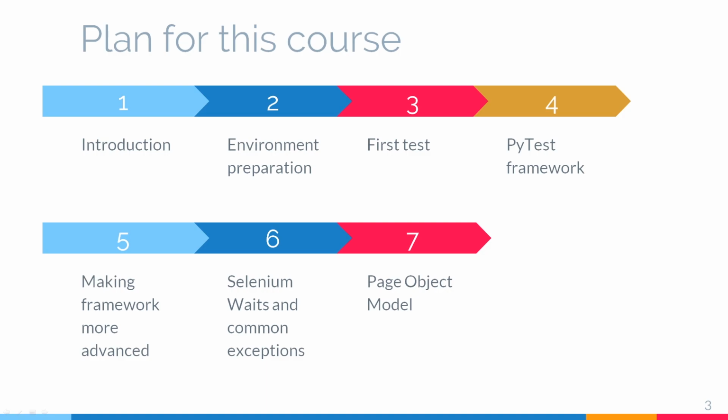First part is introduction. We will prepare everything we need to start working in the second part. We will create our first basic test in the third part. In part 4, we will learn about testing framework. We will make our test framework more advanced in the 5th part. In part 6, we will learn about Selenium waits and how to deal with common exceptions. And the last part, 7, is about page object model, very important part of a good UI automation framework.